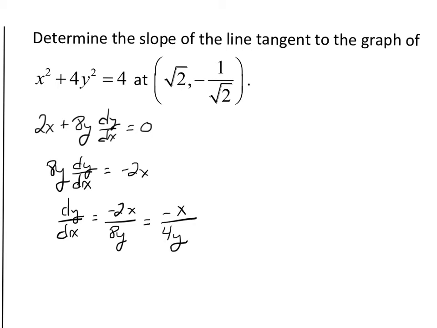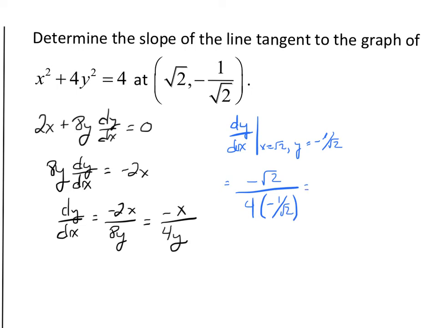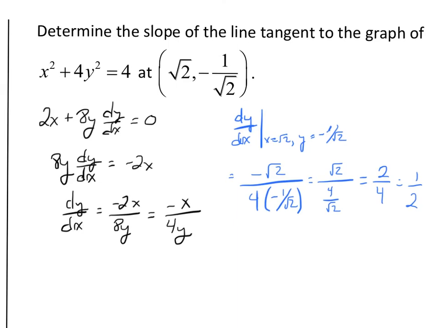So now if we're going to evaluate this at this point, all we're doing is a little substituting. So we want to find dy dx such that x is radical 2 and y is negative 1 over radical 2. So that is negative x over 4 times negative 1 over radical 2. Let's simplify this a little bit. We've got radical 2 over 4 over radical 2. If we rationalize, we've got 2 over 4, which is 1/2. Okay, one more.